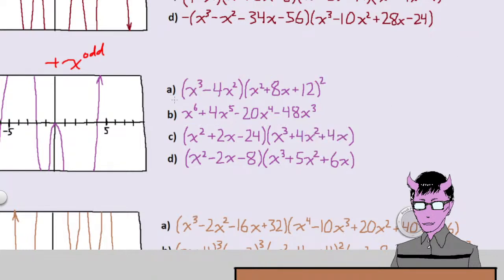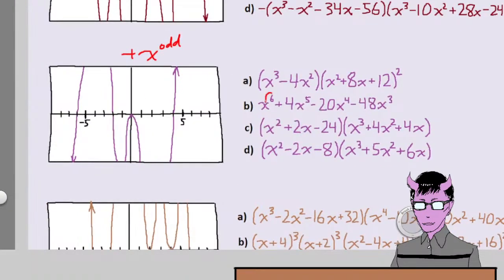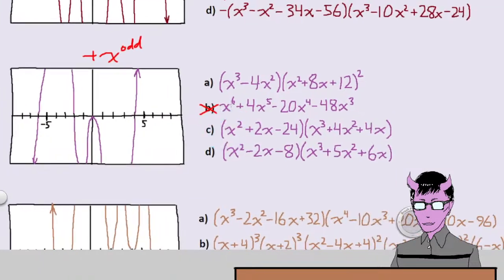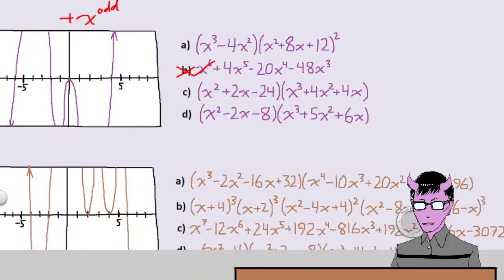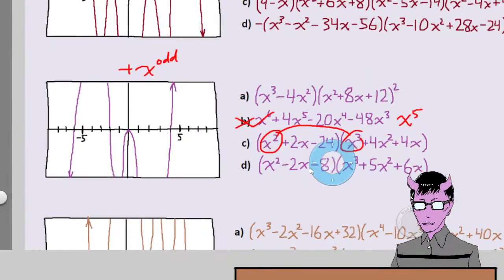Choice B. Nope. Right off the bat, this is even powered. We need odd powered. So choice B is already eliminated because of the incorrect end behavior. Because again, exponent 6 is up, up, like so. Checking this one, we have cubic times squared, so that's x power 5, which is consistent with this one, yes.